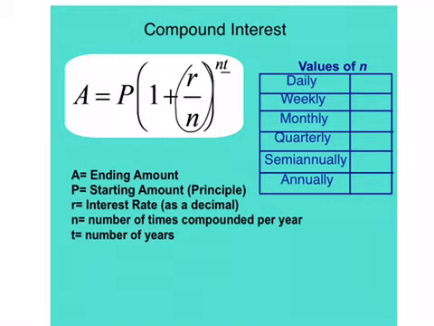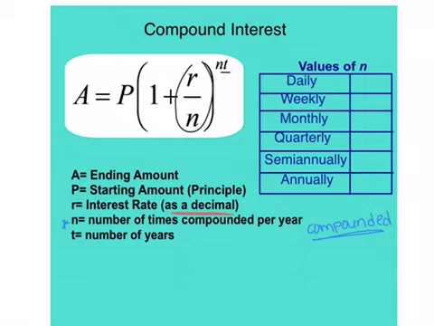R is still our interest rate, and just like before, if it was given to us with a percent sign, we have to turn that into a decimal. Our R value always has to be a decimal. N, this is our new one right here. N is our number of times compounded per year. And you are always going to find this after the word compounded. So when we start looking at these, we're going to figure out what our N value is because it comes after the word compounded. And then T is still our number of years.